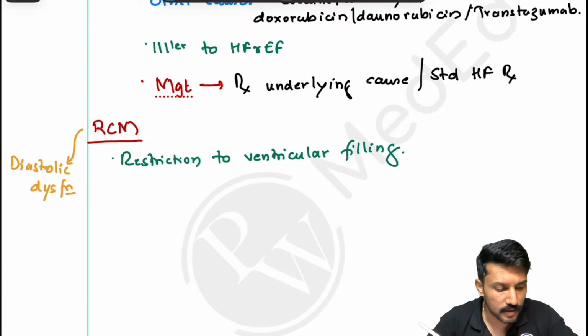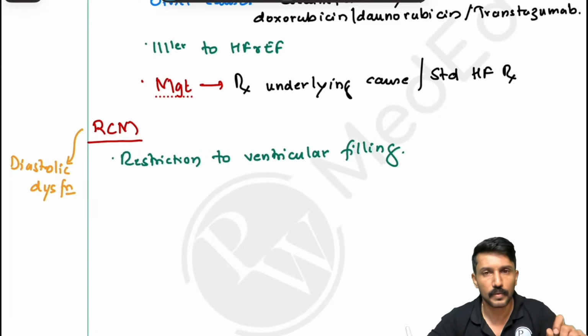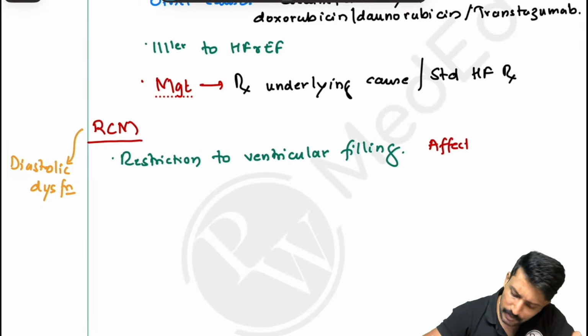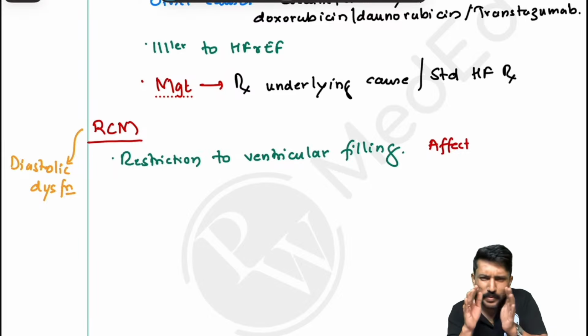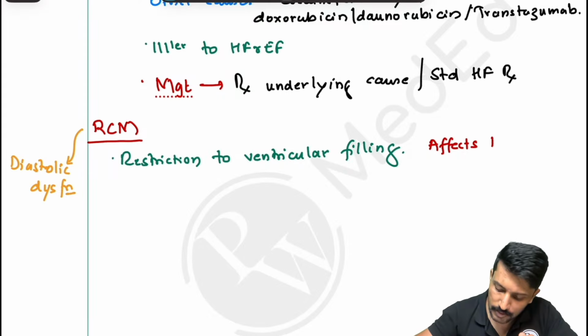Now tell me which ventricle is most likely to get affected here. Yes, it affects the right ventricle, because it's easier to stop relaxation and contraction of a thin muscle than a bulky muscle. So the right ventricle has thinner muscle than the left. So it affects the right ventricle more than the left ventricle.